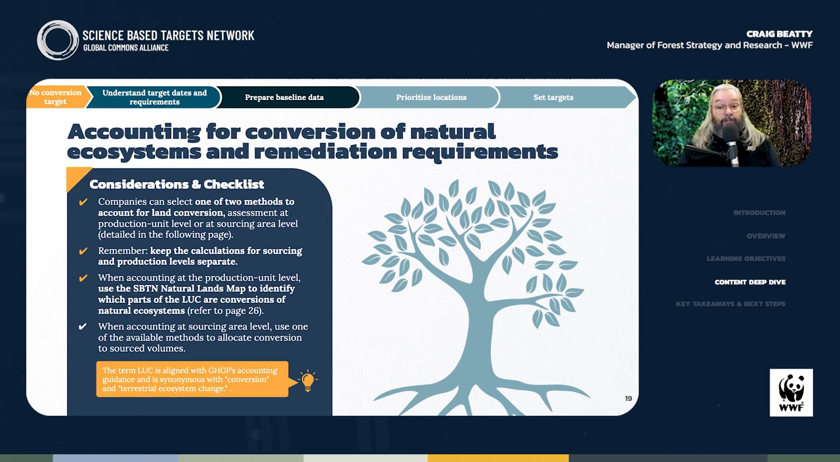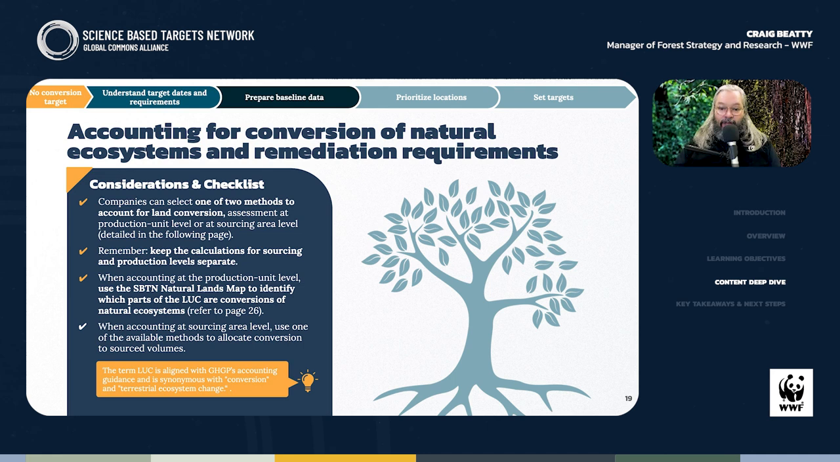Assessment of conversion at the production unit level, which requires full traceability and spatial data associated with specific commodity production and sourcing. The assessment of conversion at the sourcing area level, which requires traceability at least at the subnational level. The requirements for assessing conversion and the date by which the assessment must cover all volumes included in the target boundaries A and B are summarized in Table 7 of the Land Guidance.